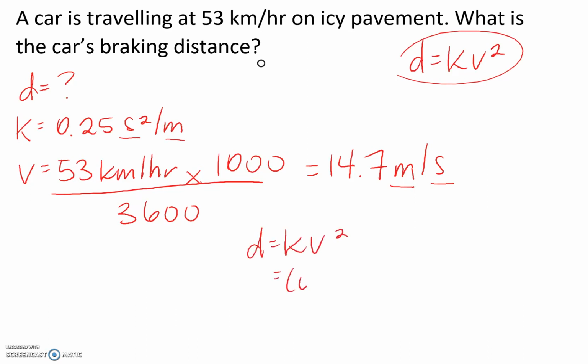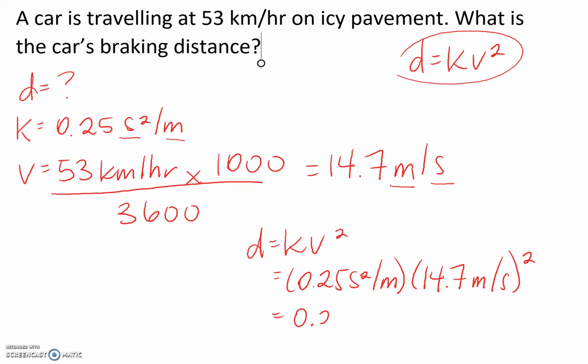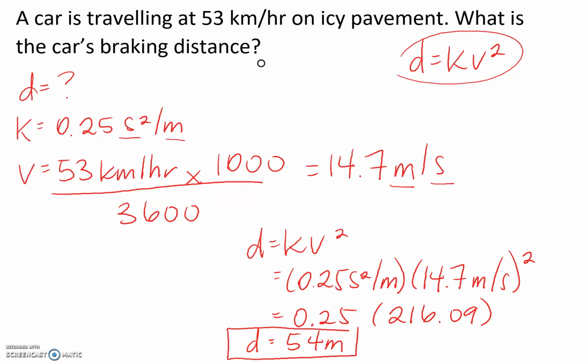Our K value is 0.25 seconds squared per meter. Our speed is 14.7 meters per second, and then we need to square that. So when we do that, we should end up with 0.25 times 14.7 squared, which is about 216.09, and so when you work that out, you should end up with a braking distance of approximately 54 meters.